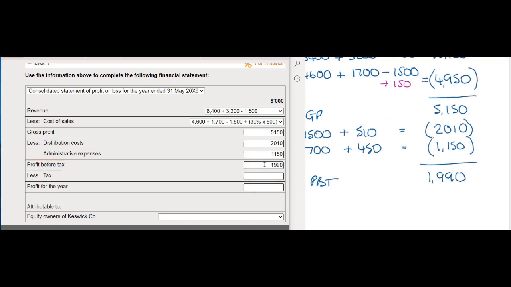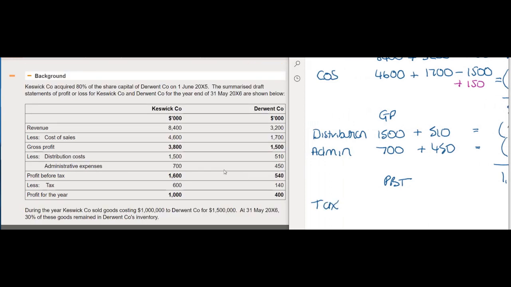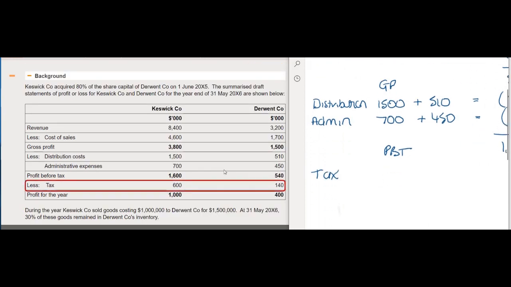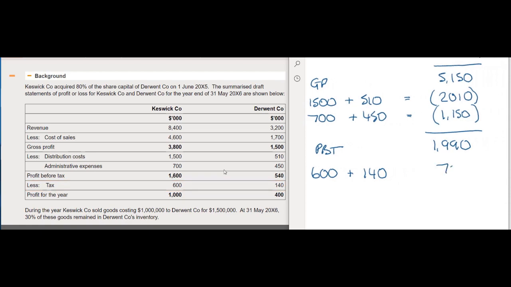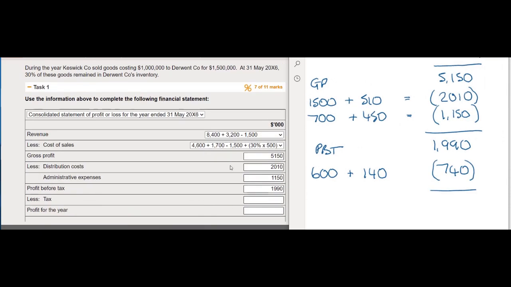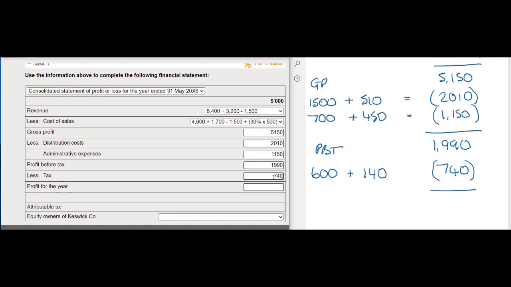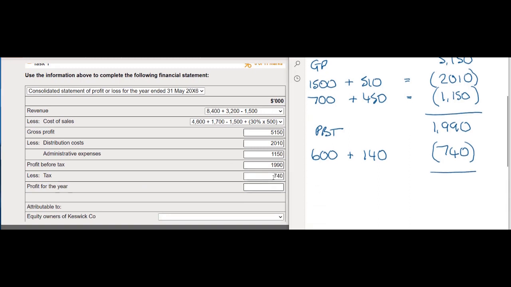The next step is to add the tax figure. From the information provided, we can see that the tax for Keswick is 600,000 and the tax for Derwent is 140,000. And so therefore we have got 740,000, which needs to be included in the box provided. This then brings us down to the profit for the year. So taking my profit before tax, removing the tax, and therefore we are left with 1,250,000. Again, adding that to the box provided.